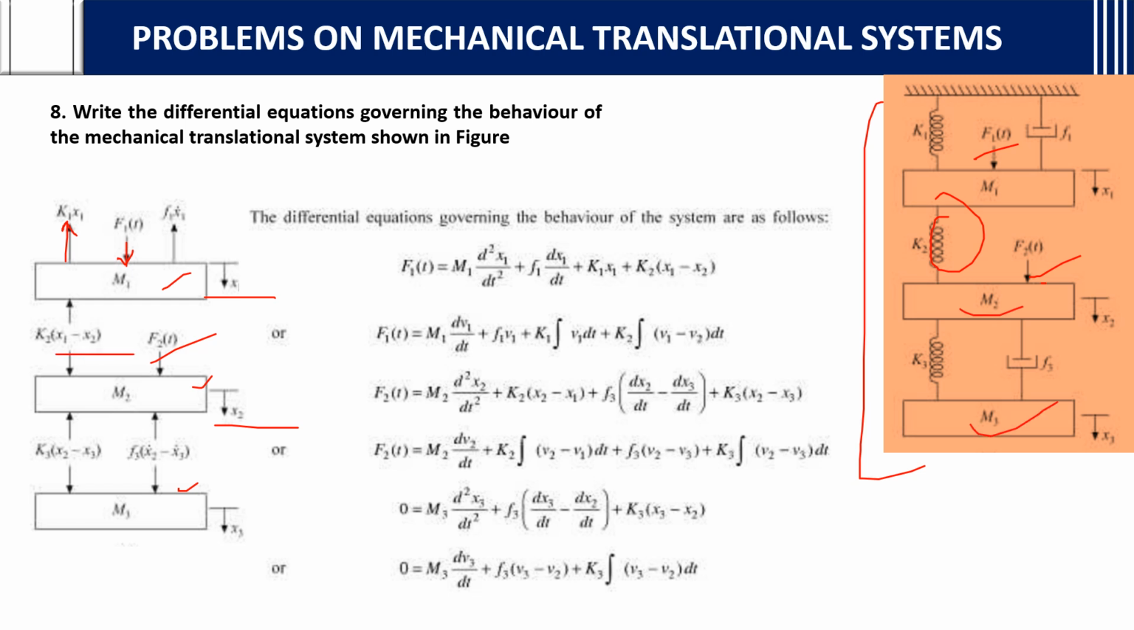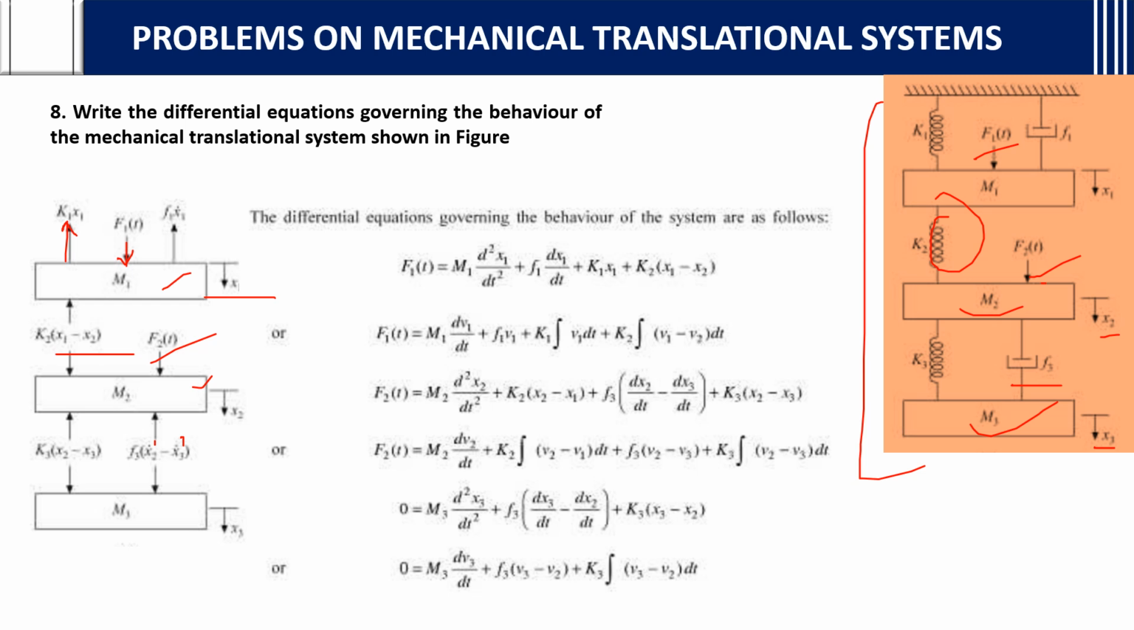Then between M2 and M3, what elements are there? K3. So K3 is between X2 and X3, so you will write X2 minus X3. Then F3 is also present in between M2 and M3. You will write F3 into dx2 by dt minus dx3 by dt, or F3 into x2 dash minus x3 dash. After that you will mention these displacements also. After writing the free body diagram from the main diagram, you will write the differential equation.